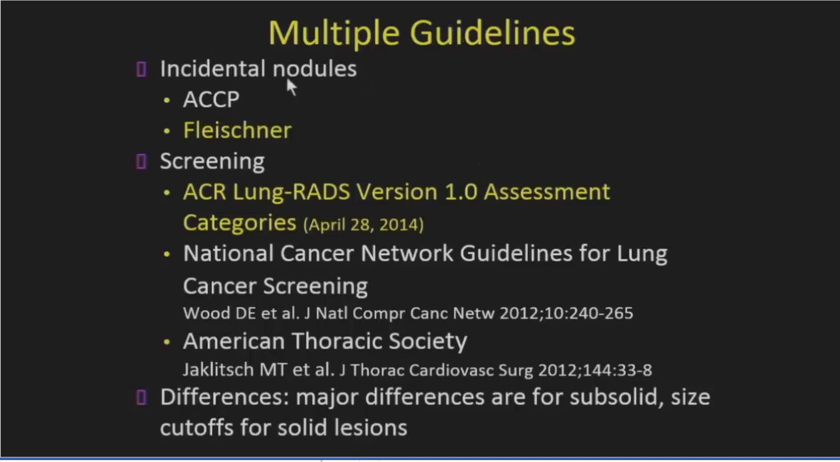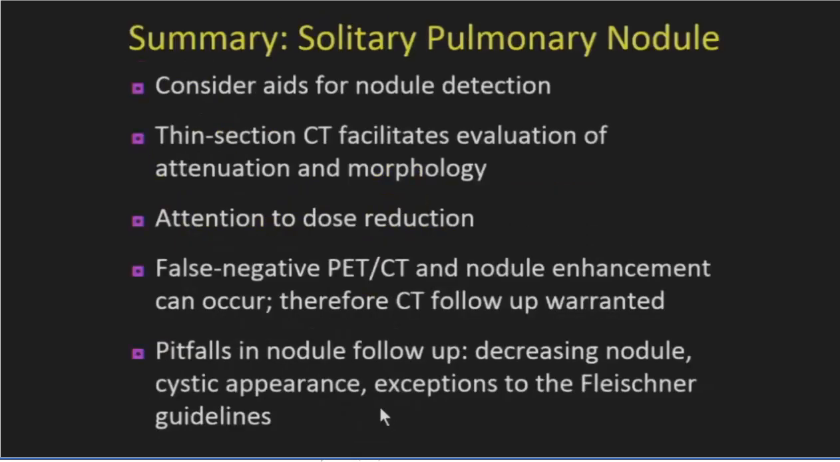Now, I'd like to touch upon that these Fleischner guidelines are really for incidental lung nodules and not for the screening scenario. I think we know about the Lung-RADS, which is a different guideline, and there are multiple other screening guidelines. The major difference I'd like to keep in mind is that the solid cutoffs in terms of nodule size are different between screening and the incidental as of now. And the major differences are in the subsolid, which we'll be hearing about.